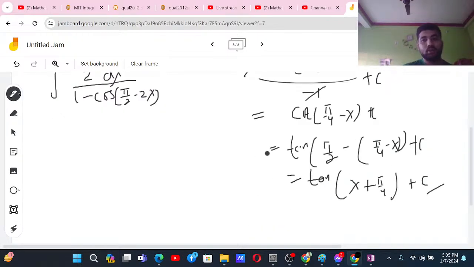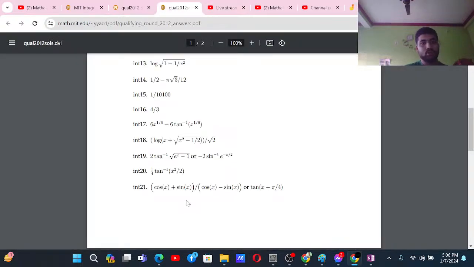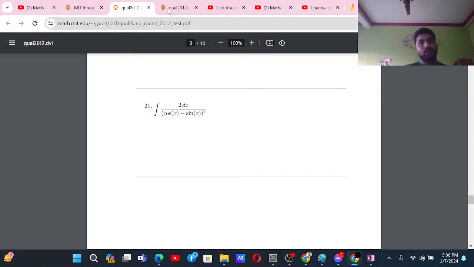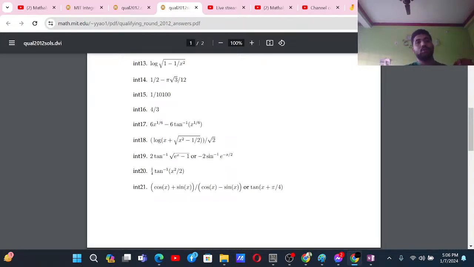So tan of x plus pi by 4 is the answer. Why is the answer here different though? This should actually be the answer. Okay, so that's the answer anyway.